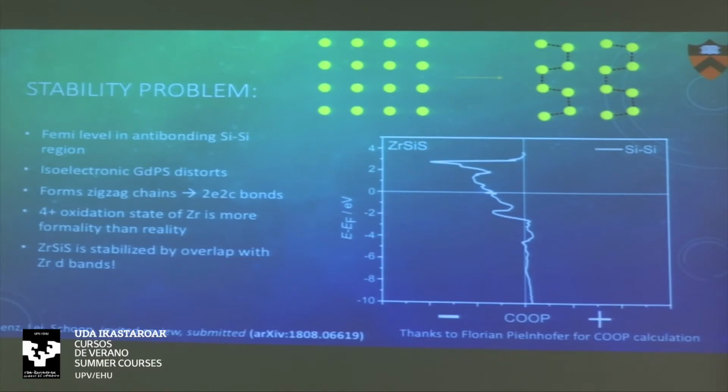Yeah? Where did you get that picture from? This? DFT or? Yeah, this is DFT, I think. I asked a friend of mine to run it. Yeah, you could also draw it intuitively with counting, but this is more accurate than that.